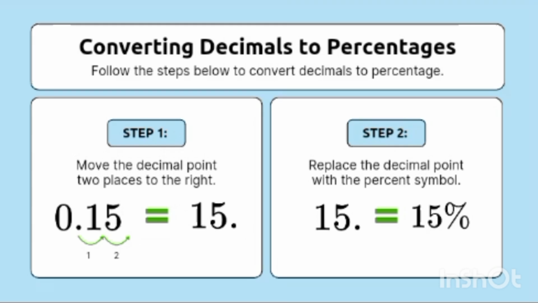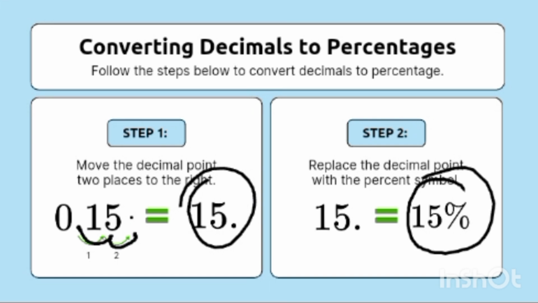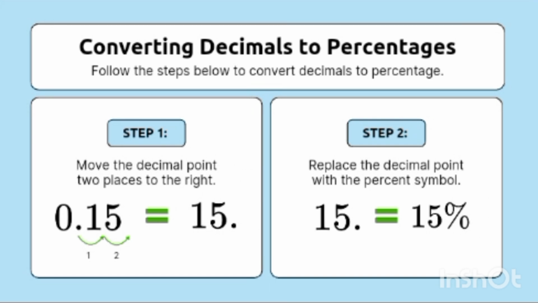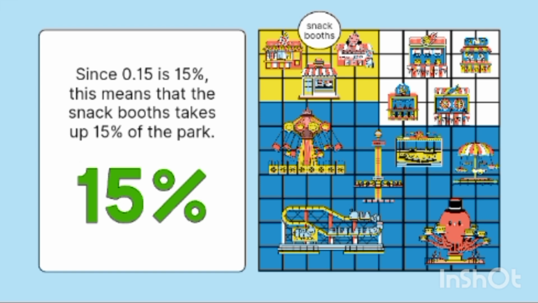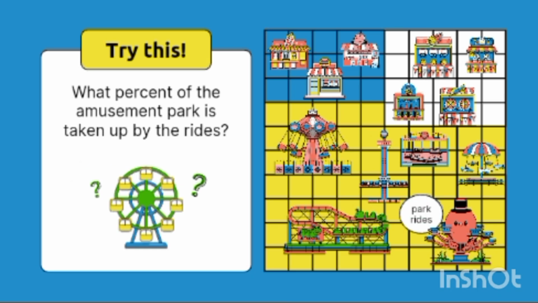If you want to convert that to a percentage, our first step is to move the decimal point two places to the right. You just need to move this decimal point to the front of the number. So when we move it two places, the decimal now comes after 15. Now replace the decimal point with the percent symbol. This is too easy. It means the snack booths took 15%.